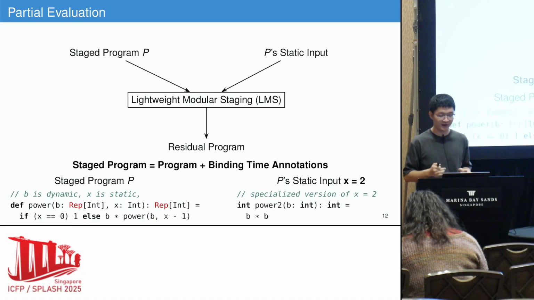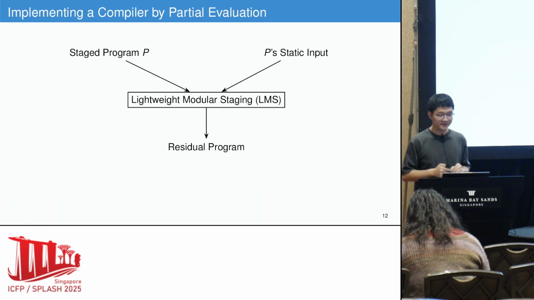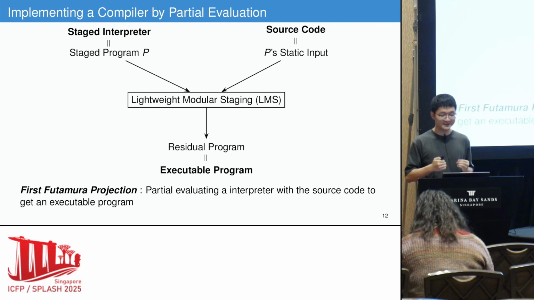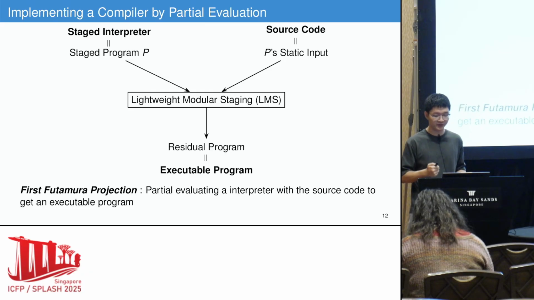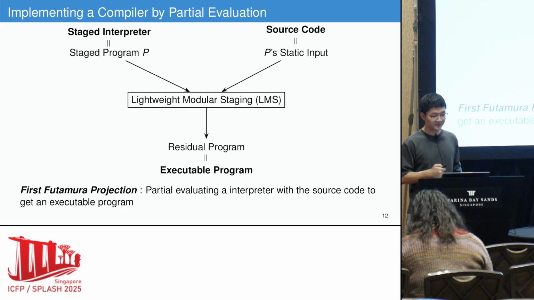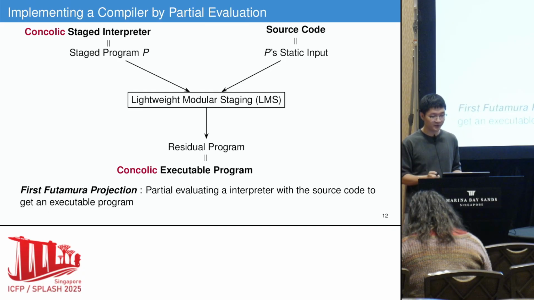This is a powerful feature of LMS. It can specialize the staged program into different languages. The application of partial evaluation can be very flexible. If we apply this technique to an interpreter, partially evaluating the interpreter with the source code as the static input, we can get an executable program as a residual program. This observation is also known as the first Futamura projection. And we will realize this observation to implement our Concolic compiler, partially evaluating a Concolic interpreter with the WebAssembly source code to get an executable Concolic program.